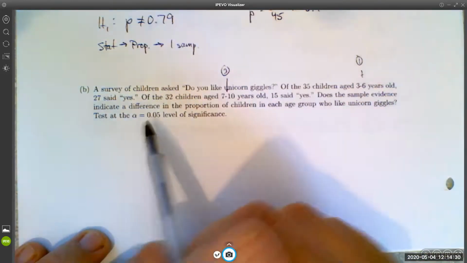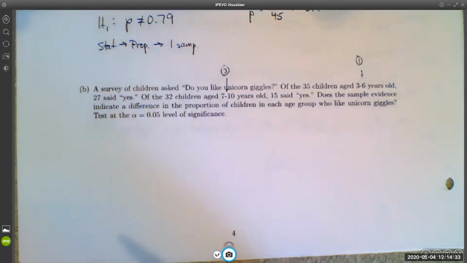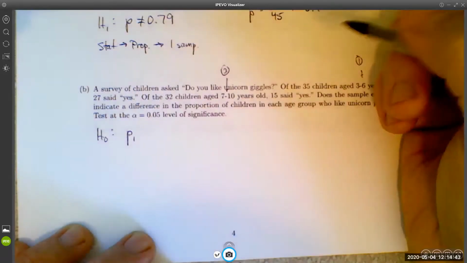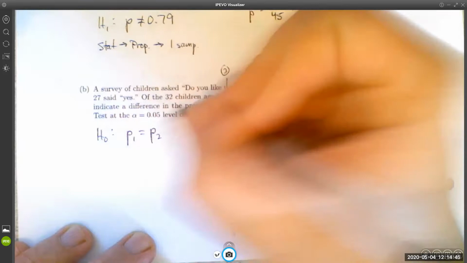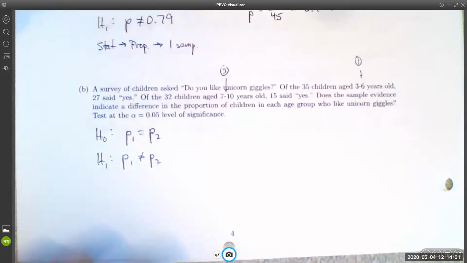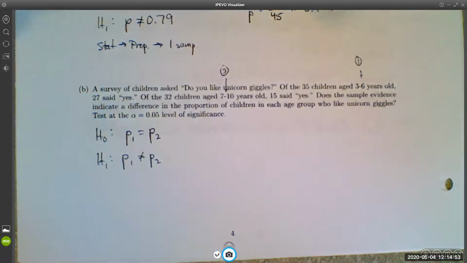It says, does the sample evidence indicate a difference in the proportion of children in each age group who like unicorn giggles? So you just want to compare the age groups to each other, to see whether the proportion of children who like unicorn giggles in group 1 is the same as in group 2, or different. Okay, so this is a 2 proportion test instead of a 1 proportion test. Now, when you have 2 proportion tests, you have to ask yourself if the samples are independent or dependent, because the test that you run depends on your answer to that question.